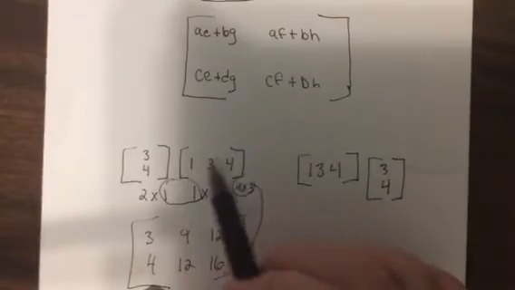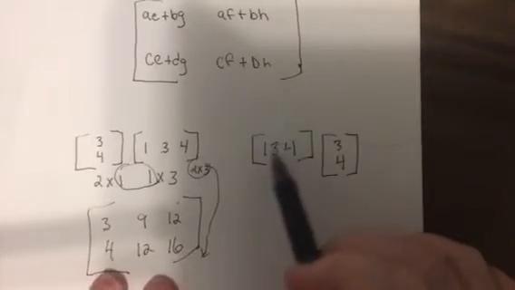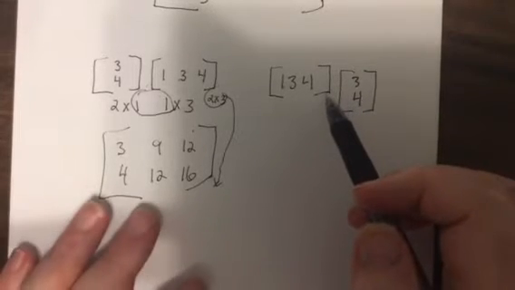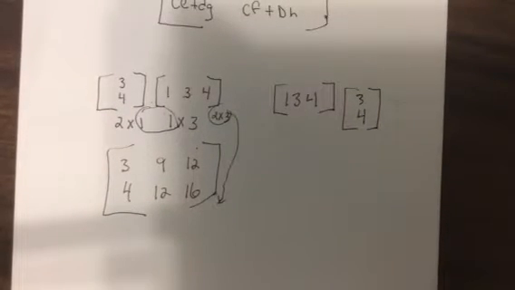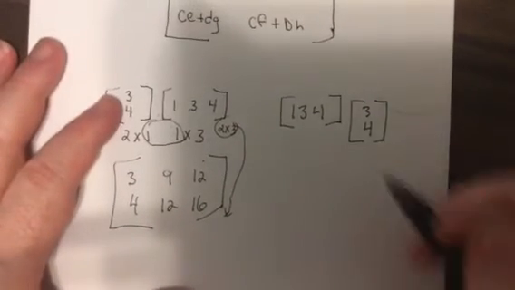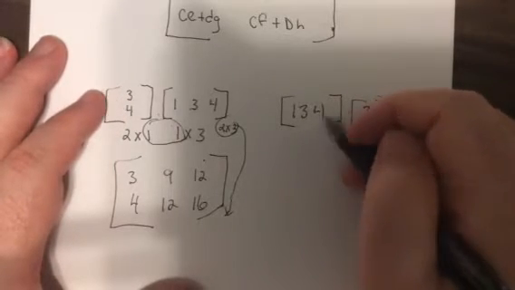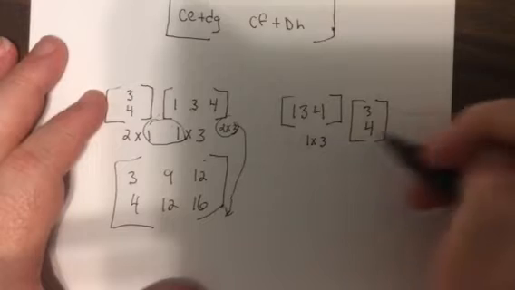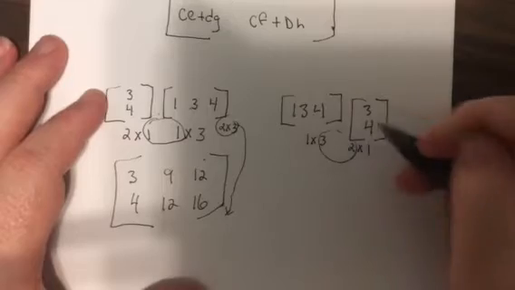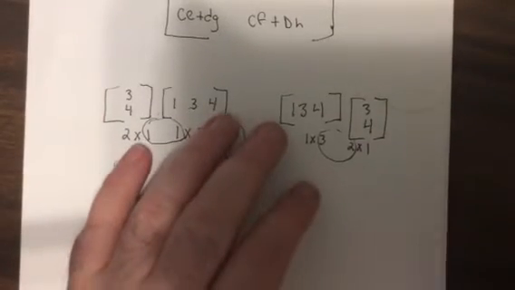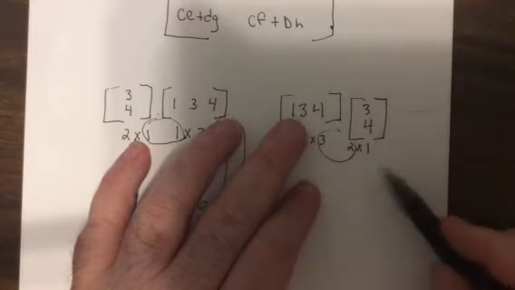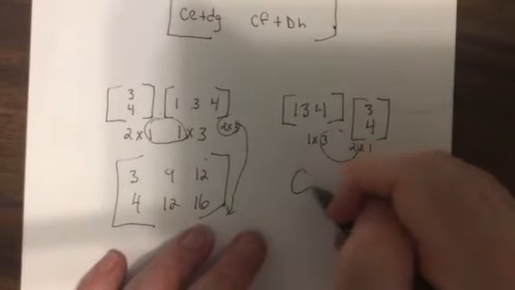So if I switch the order, put 1, 3, 4, I kind of squished it over here by mistake, then 3, 4, so all I did was switch the order. Can I do that? Now, if you remember, that's called the commutative property, when you can switch the order of items and it doesn't affect it. Well, let's see. This would be a 1 by 3, and this is a 2 by 1. Are the middle numbers the same? No. So I can't multiply. Because if I did, I'd go across down 1 to 3, 3 to 4, but this 4 has nothing to join with. So you can't do it.